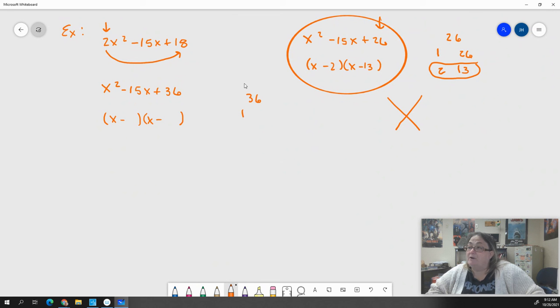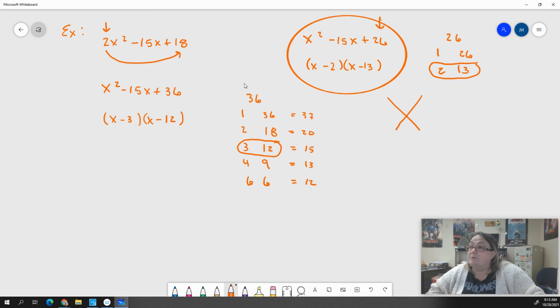Our factors of 36 are 1 times 36, 2 times 18, 3 times 12, 4 times 9, 6 times 6, and then we're done. That's all the factors of 36. These add to 37. These add to 20. These add to 15. These add to 13. These add to 12. Well, we need factors that add to 15, so they're going to be 3 and 12, right? We're going to put that in here.